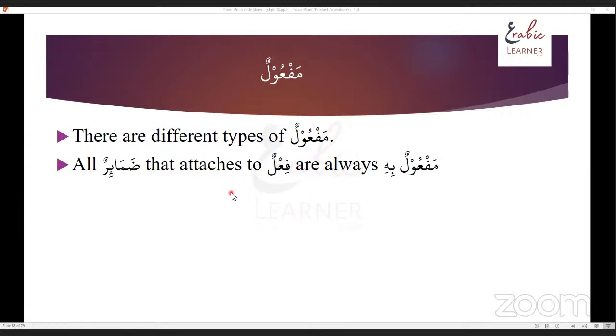Also, there are other maf'ul bihi. It doesn't mean that only these are maf'ul bihi. There are other maf'ul bihi also. So that is maf'ul bihi. Okay, know this.